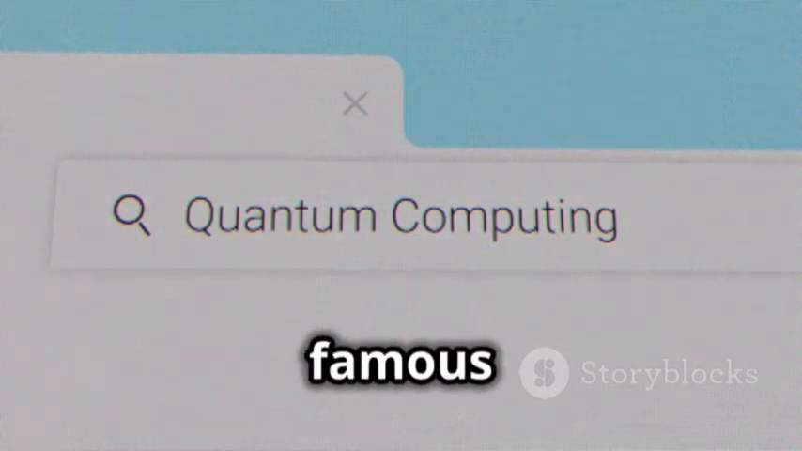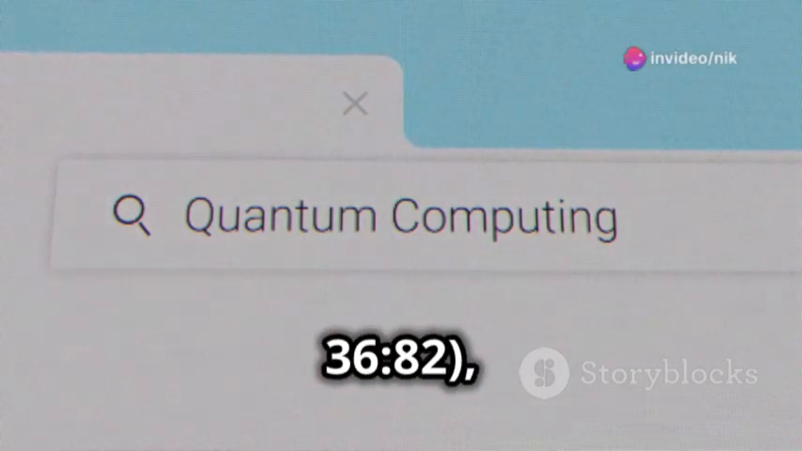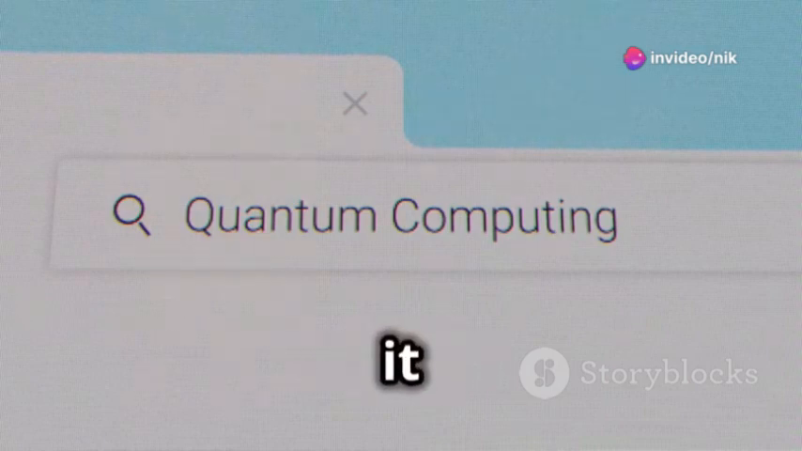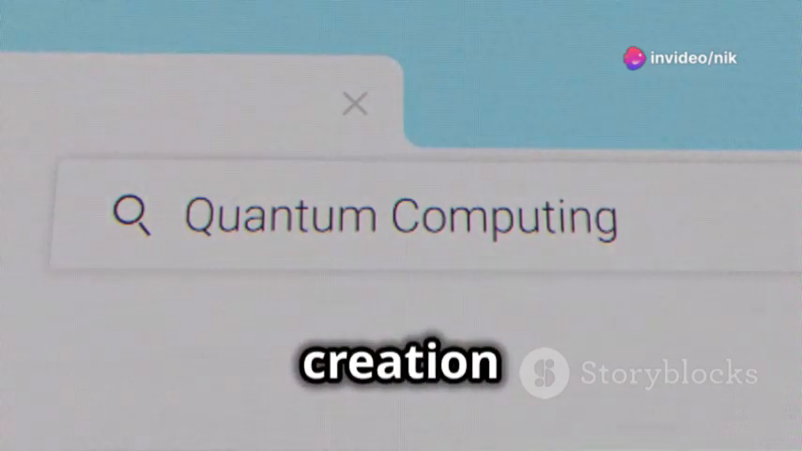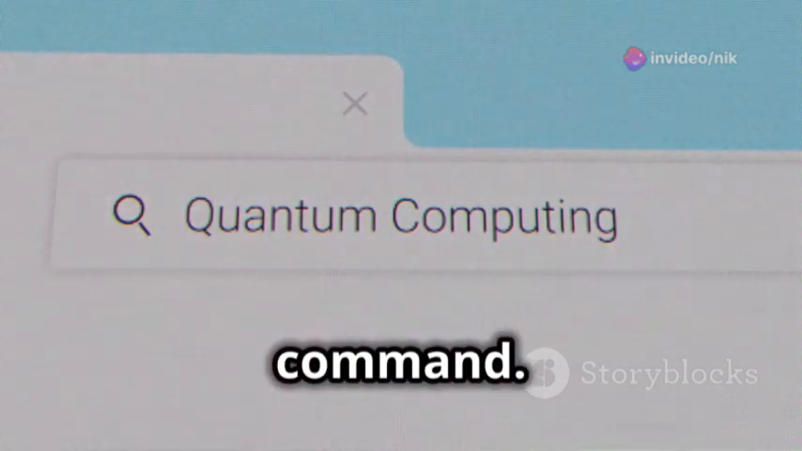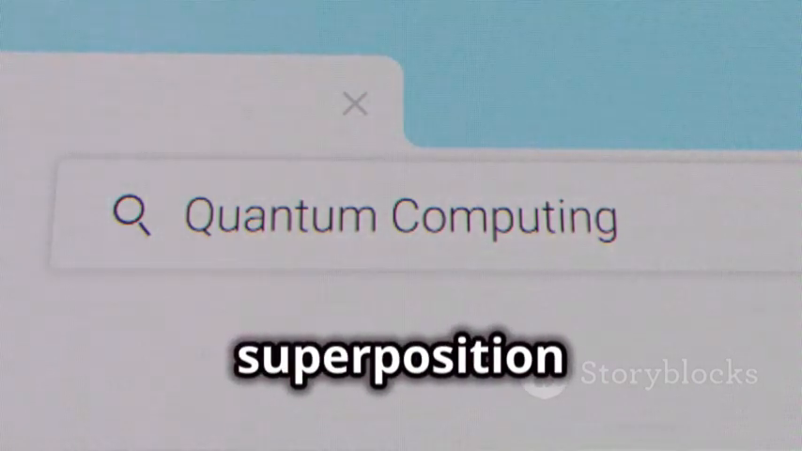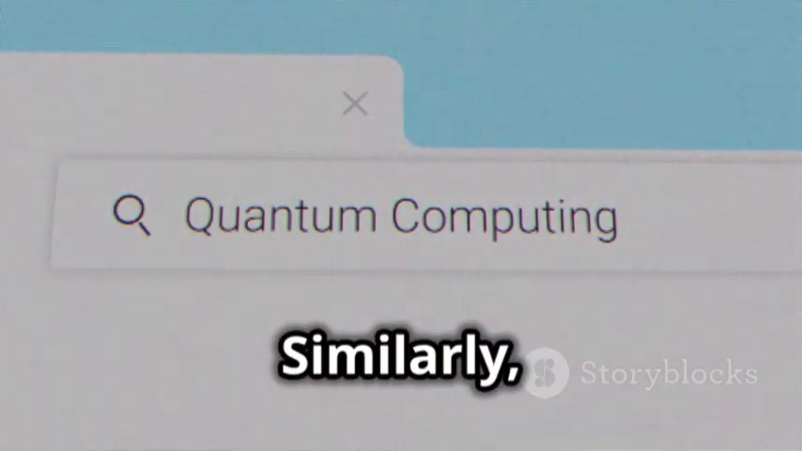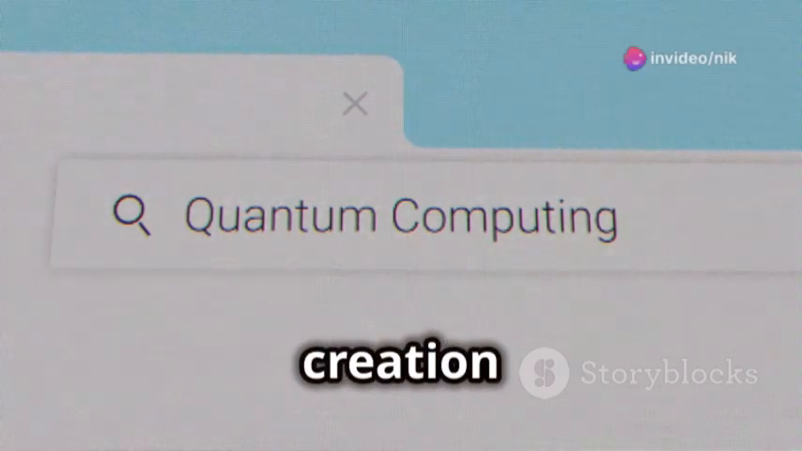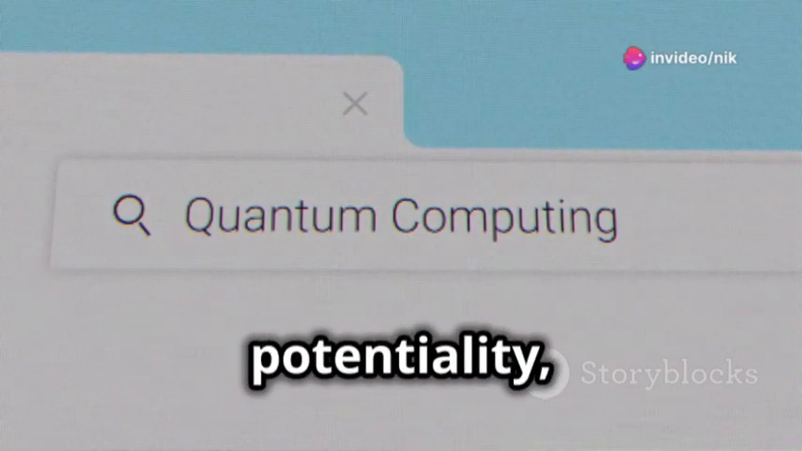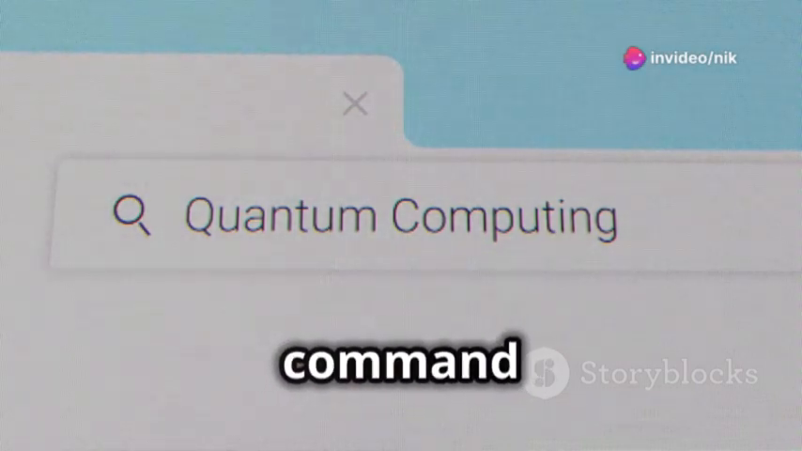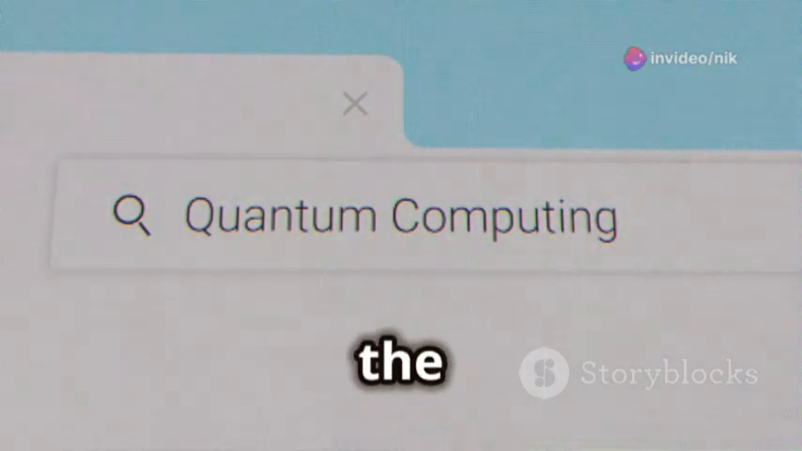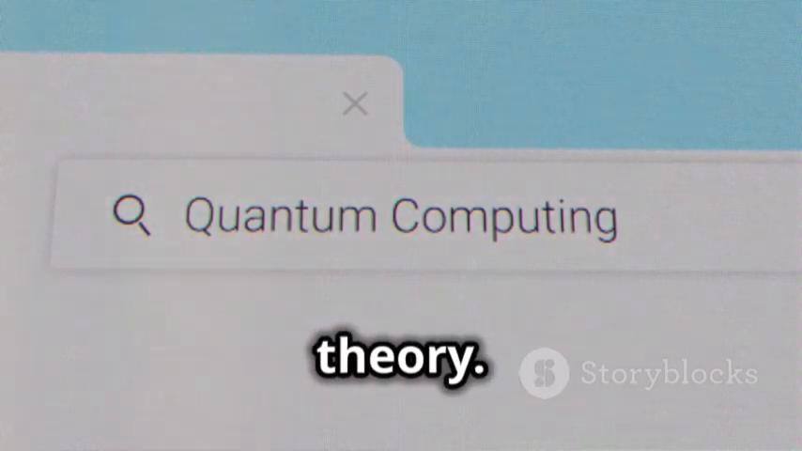For example, the famous verse Kun Fayakun, Surah 36:82, which means "be and it is," signifies the creation of the universe through divine command. In quantum computing, superposition allows for multiple outcomes to exist until the measurement is made. Similarly, the Quran speaks of creation and the unseen as existing in potentiality, with everything under the command of Allah, a dynamic that parallels the superposition in quantum theory.